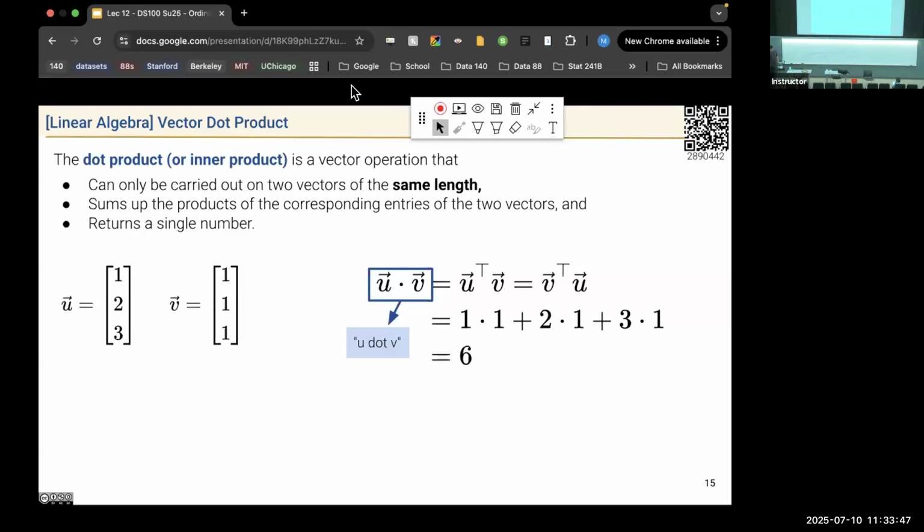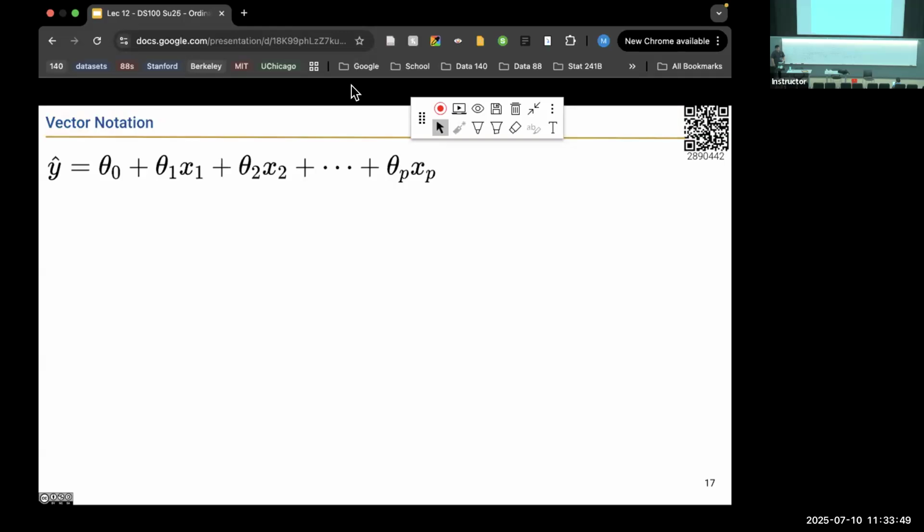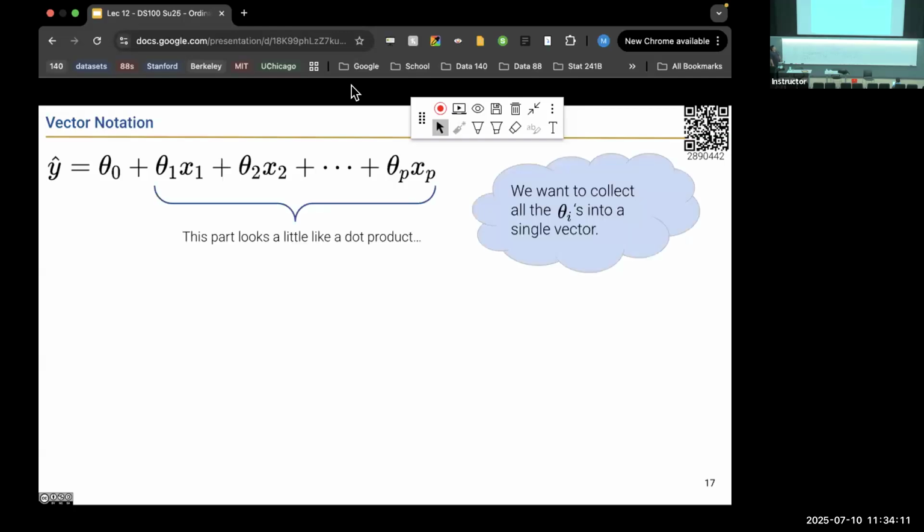All right. So why do we bring this up? Because if you observe our predictions, which are linear combinations, this looks like a dot product if I put all the thetas in a vector and all the x's in a vector. If I take the dot product between those two vectors, I should get back this prediction. So let's ignore the theta naught for a second. We're going to come back to it.